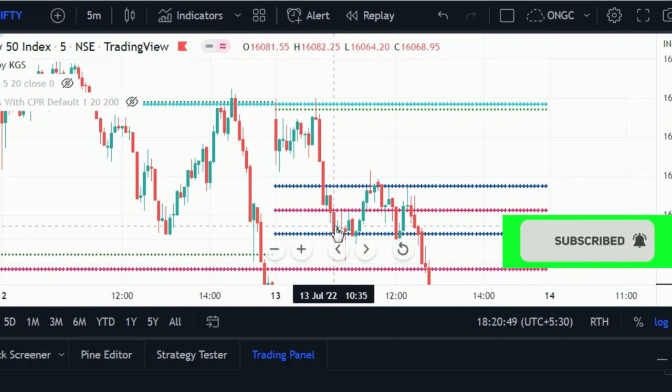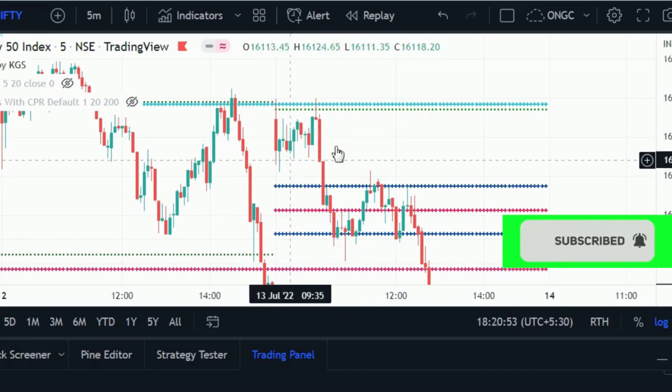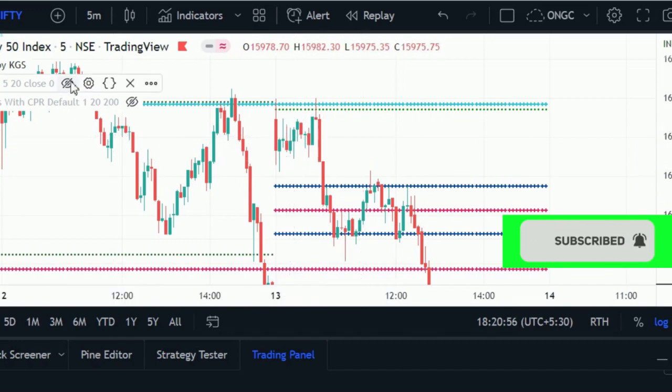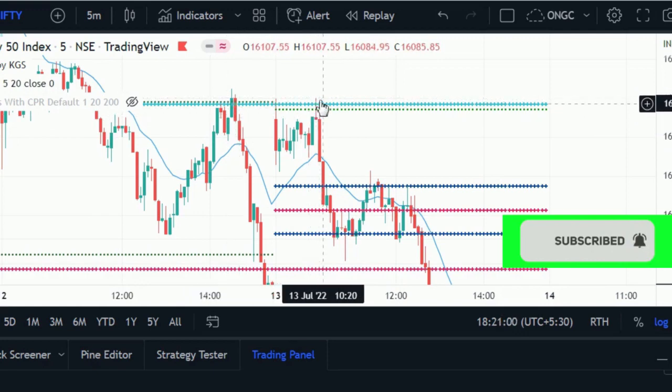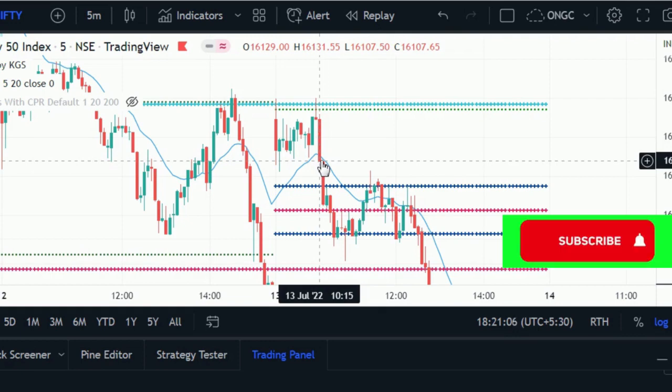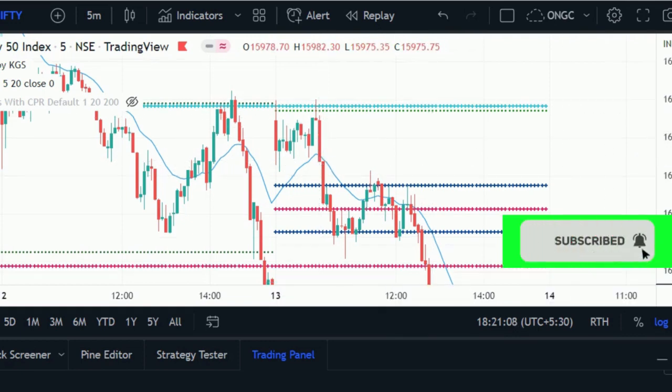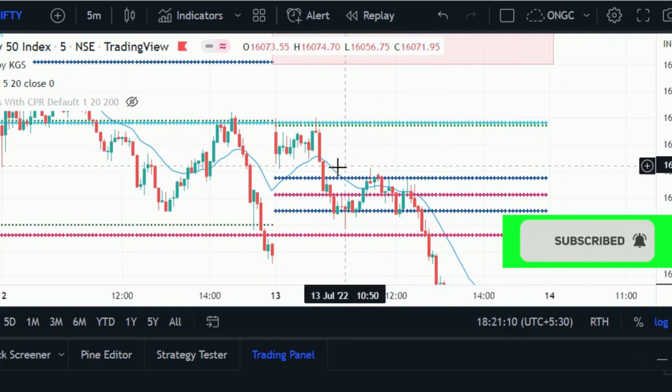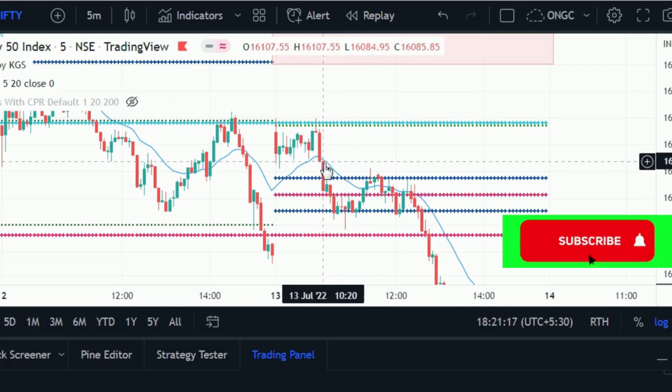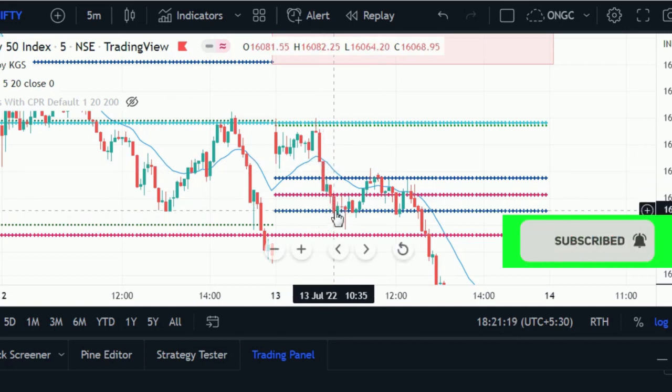Now the question is, how do you know that the fall will happen? The answer for this is the 20 EMA. See, it faces rejection here and it closes below the 20 EMA. Then you could assume that there is a fall till it finds some support. Here it closes below the 20 EMA and there is a free fall till here.